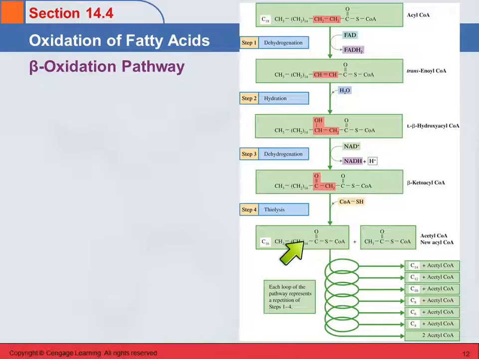And another CoA comes in and attaches here. So now what's happened is we've lost 2 carbons. We went from 18 to 16. And then it just does this over and over and over again until it gets down to the end where you're breaking this off. You get 1 acetyl-CoA here and another acetyl-CoA there, and you're done. So the product of this beta oxidation is acetyl-CoA, which is this guy right here.